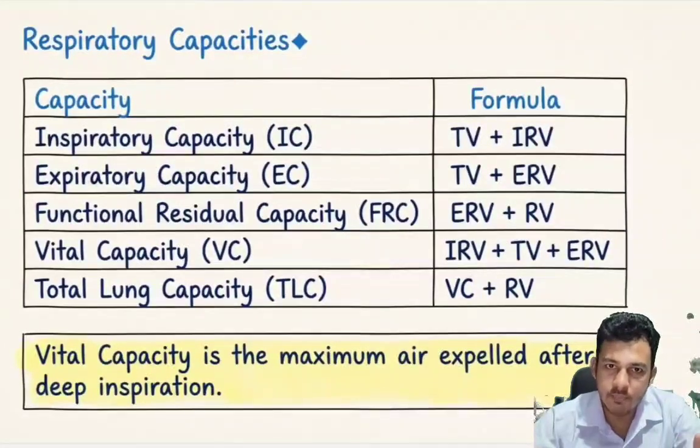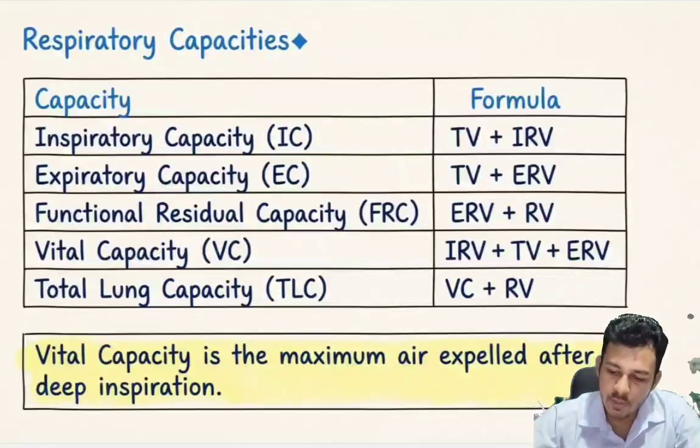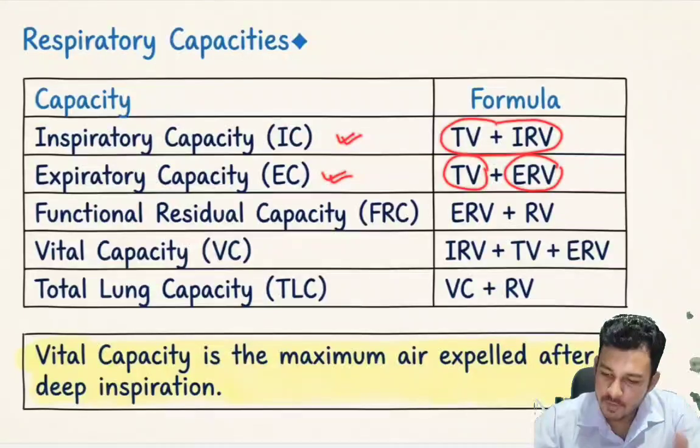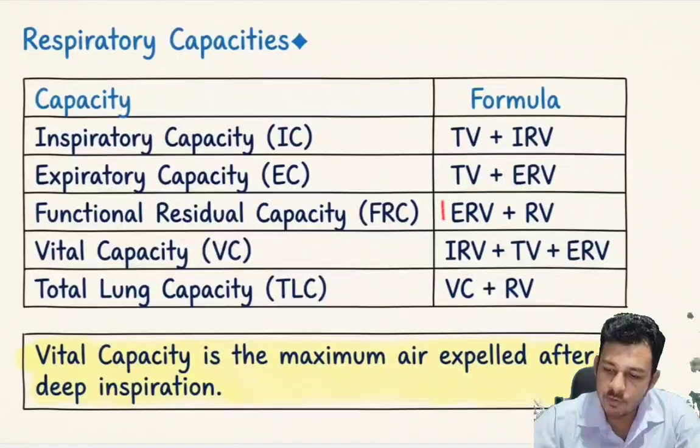Going to the capacities now. Capacities basically mean the combination of volumes, as I have already told you. Inspiratory capacity is the volume that you can inspire after normal expiration, that comes out to be tidal volume plus the inspiratory reserve volume. Expiratory capacity is vice versa, tidal volume plus the extra amount of air that can be forcibly expired. Functional residual capacity, as I have already told you, is the expiratory reserve volume plus the residual volume.